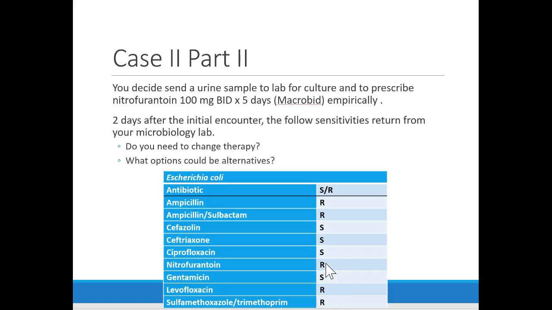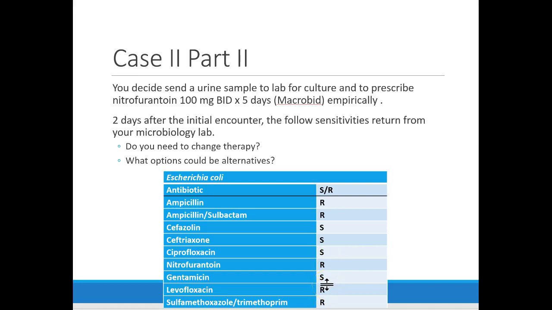So you need to change therapy. Well, yeah, it's resistant. Anything that's resistant, you're always going to want to change therapy. So that's something to watch out for. You want to pick something susceptible. Susceptibility-wise, you have a couple options. You have first generation, second generation, third generation cephalosporins. You have ciprofloxacin. You have gentamicin.